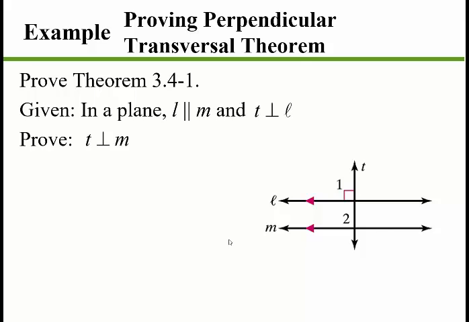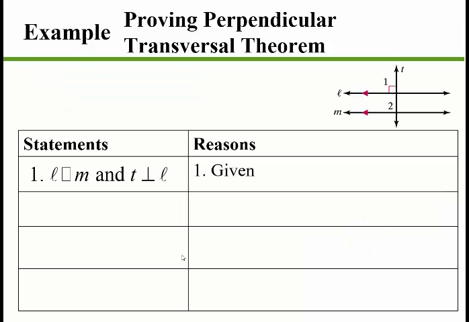All right, let's talk about how you would prove the first theorem I talked about, theorem 3.4-1. In a plane, if we have L is parallel to M and T is perpendicular to L, how can we prove that T, this transversal, is also perpendicular to M? We're going to do a two-column proof for this. Let's start with our given statements. L is parallel to M and T is perpendicular to L. That's given.